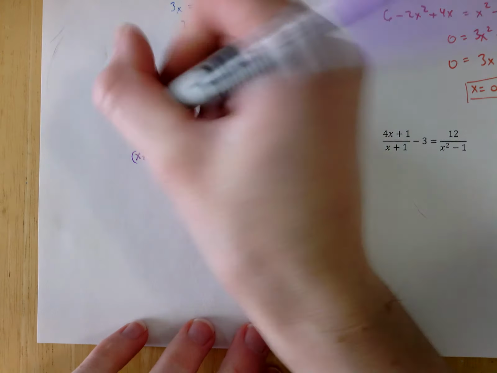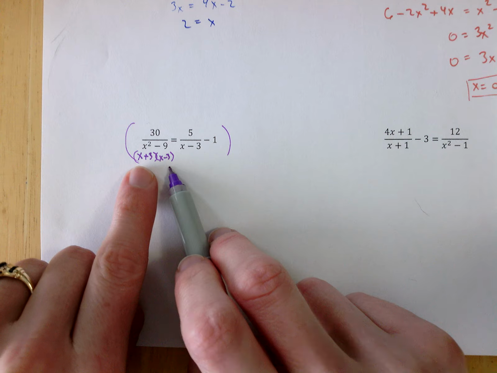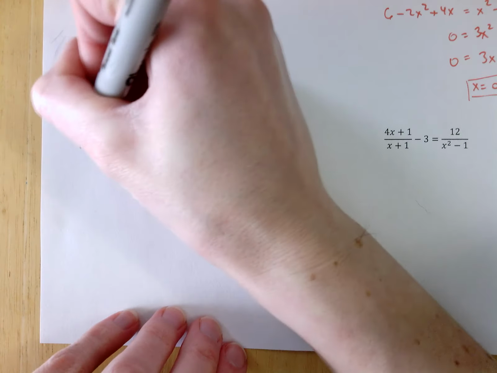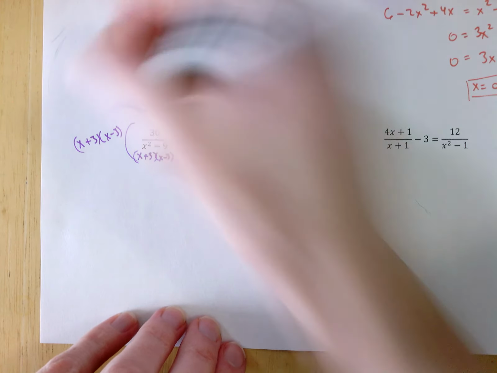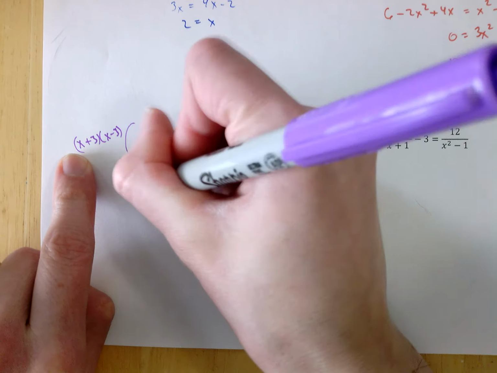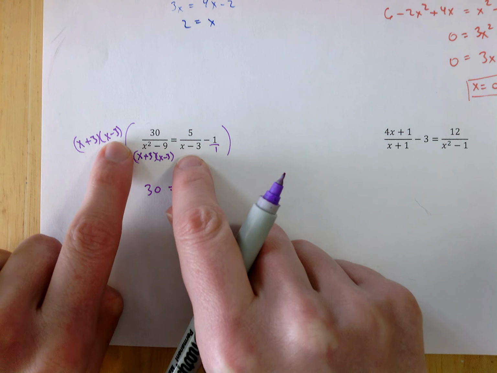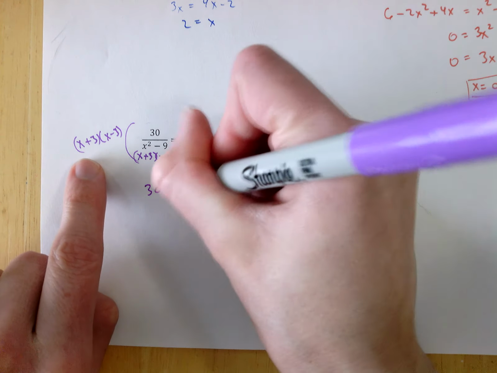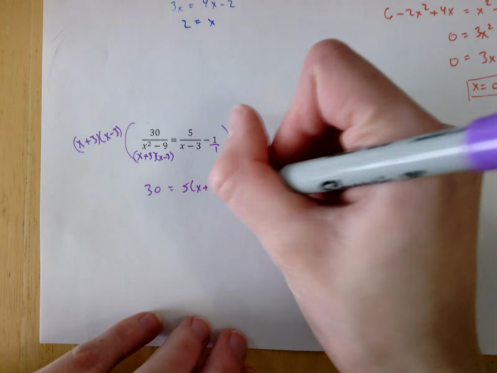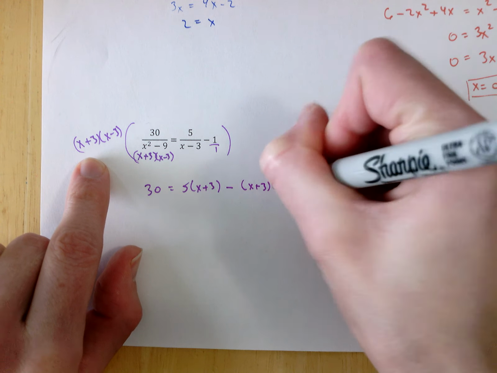Okay, and then I can see from here that I'm going to have the x minus 3 and an x plus 3 as my denominator, right? Or my least common denominator. So I'm going to have to multiply this whole thing by x plus 3 times x minus 3. This term, denominators cancel nicely, so that's going to leave me with just 30. This one, the x minus 3's will cancel, so that's going to leave me with 5 times x plus 3. And then I'm going to have minus, nothing's going to cancel, so it'll be minus x plus 3 times x minus 3.